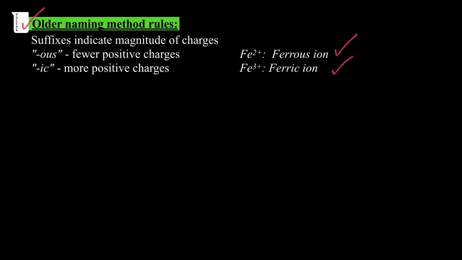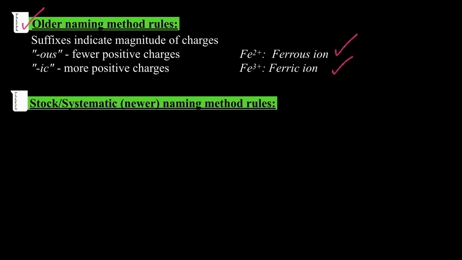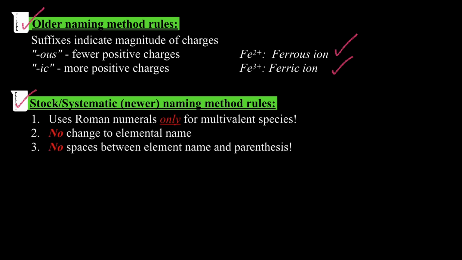Now let's move on to the more commonly used system, which we call the Stock or systematic naming, and we'll look at the rules there. First off, we're going to use Roman numerals only when we have multivalent species. What does that mean? We'll look at the ferric and ferrous that I referenced before, Fe2+, Fe3+. That's an element with multiple charges. So multivalent means multiple charges, and we have to be able to figure out which charge we're going to be using. So the Roman numerals are going to tell us that.